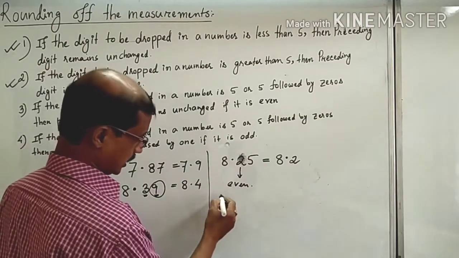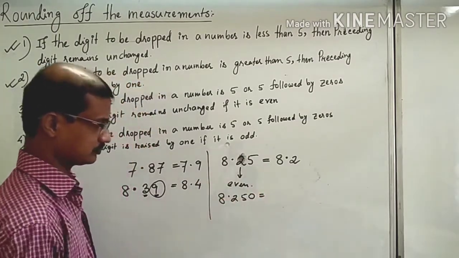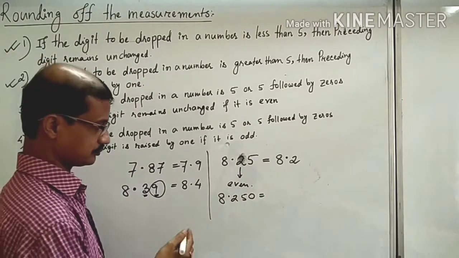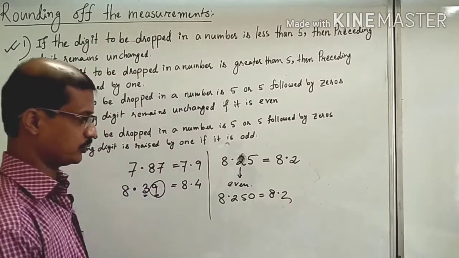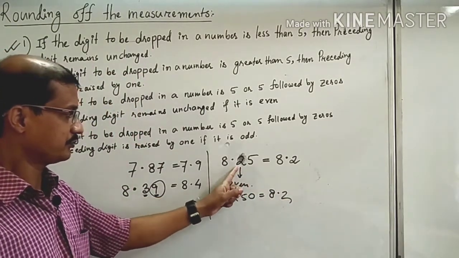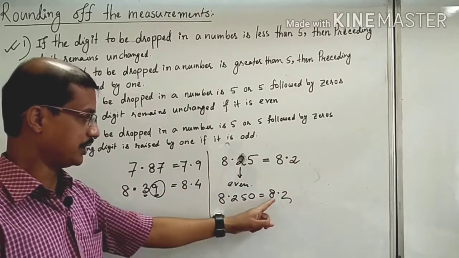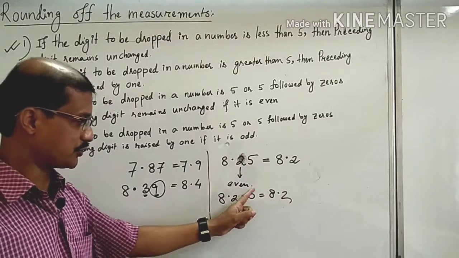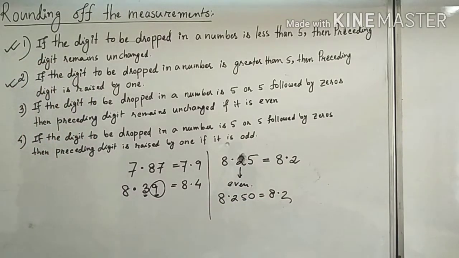If there is a zero, suppose 8.250, it can also be written as 8.2. If the digit is 5 and the preceding digit is even, we write 8.2, and even with 8.250, where there is a 0 after the 5, we can write 8.2 after rounding off.